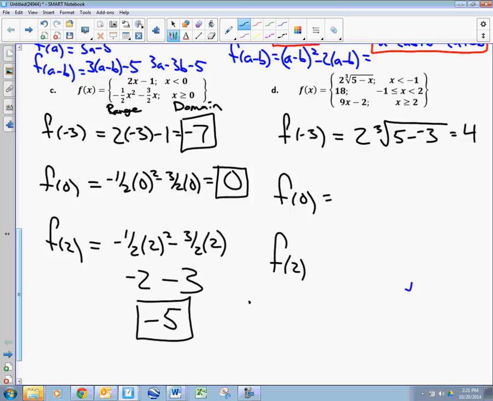F of 0, top, middle, or bottom? Middle. There's nowhere to plug the 0 in for. What is the function value all the time? 18. F of 2, top, middle, or bottom? Bottom. 9 times 2 minus 2, or 18 minus 2 is 16.